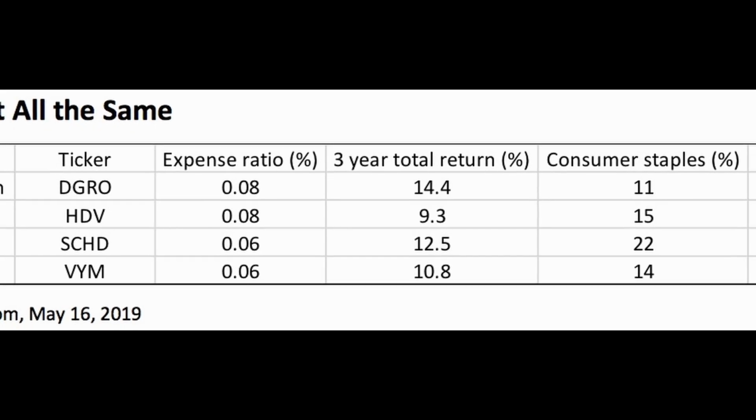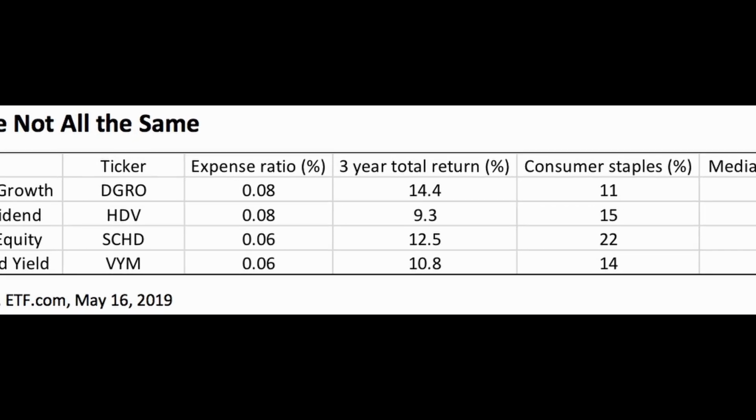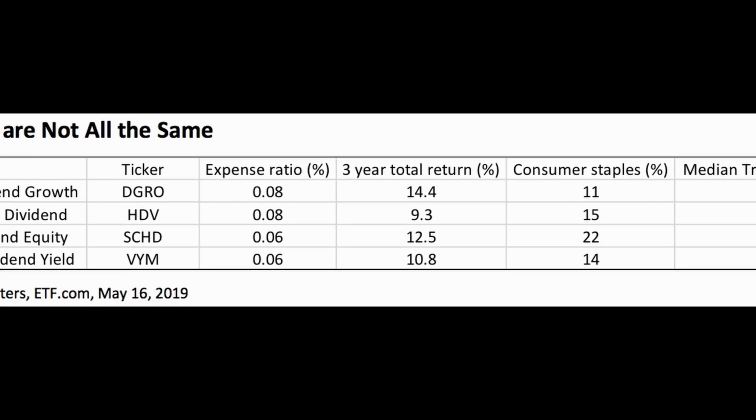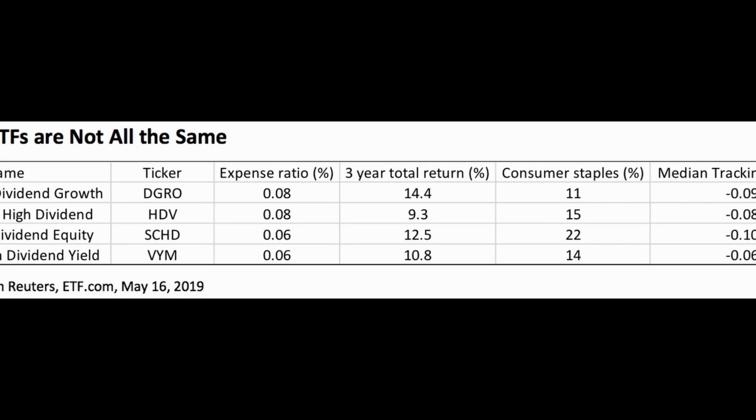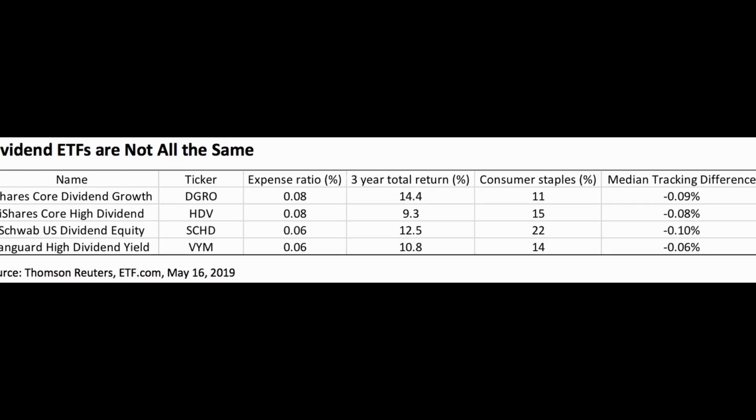Expense ratios are crucial as they directly impact net returns. SCHD offers an expense ratio of 0.06%, which is slightly higher than VYM's 0.05%, making VYM marginally cheaper. HDV, however, has a higher expense ratio at 0.08%.